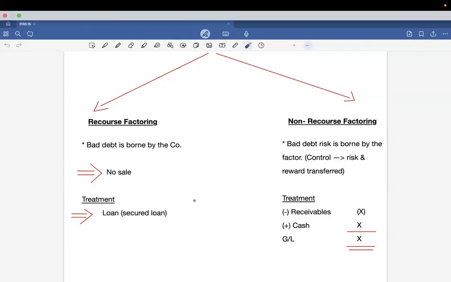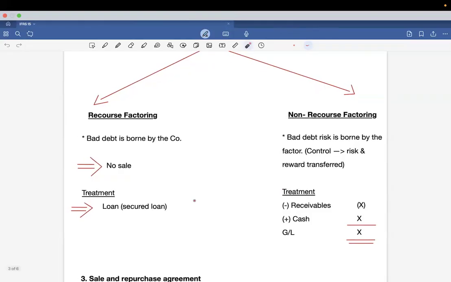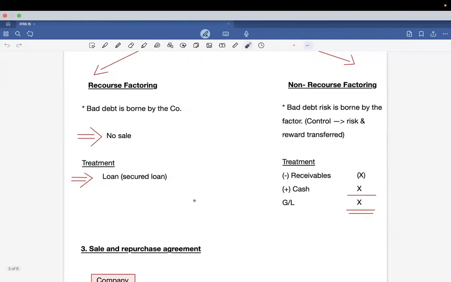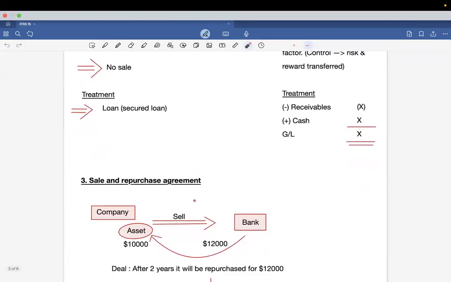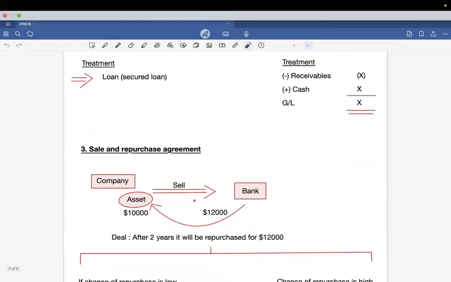Debt collecting agencies, you might have heard of them, right? These are companies that collect debt on your behalf. Clear? Okay. Third one, sale and repurchase agreement.